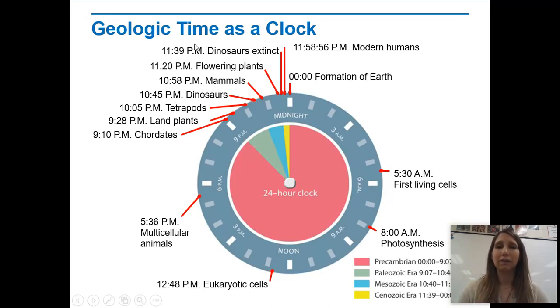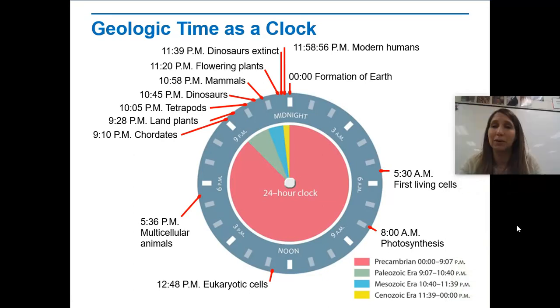So if we have the formation of the earth as a whole planet, it takes about 5.5 hours in a 24-hour period to have formed the first living cells. So that's, again, several billions of years here. From 5:30 to 8, that's when cells develop the ability to produce their own food. So we're talking about photosynthesis developing here around 8 a.m. If you continue on, we get eukaryotic cells here.